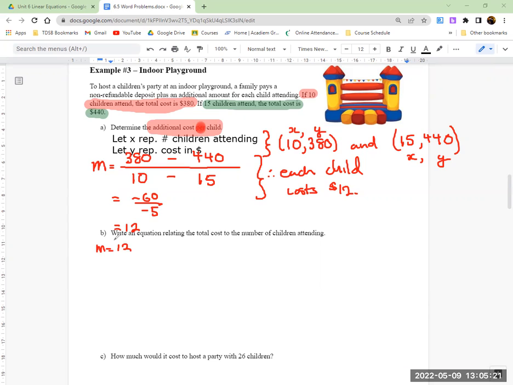Other than the typical people who raise their hands, I'm looking for you. I guess. 300 equals 12, 10 plus B. Not 300, but 380. But yes, you're correct. So what are we doing?